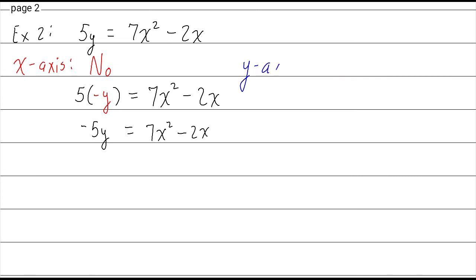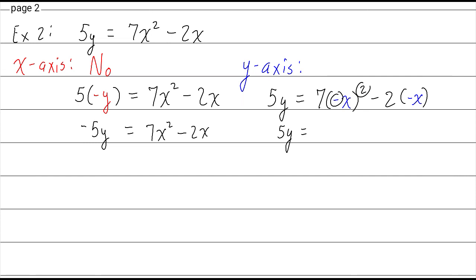Remember, for the y-axis, to check that one, you change your x's to negative x's. So 5y is equal to, when you square a negative, negative times a negative becomes a positive. So this is really just 7x squared. Negative canceled out. In this case, negative 2 times a negative x is a positive 2x.